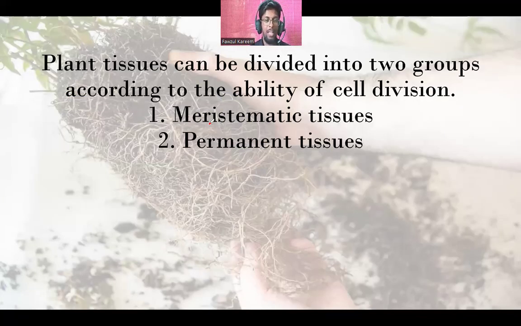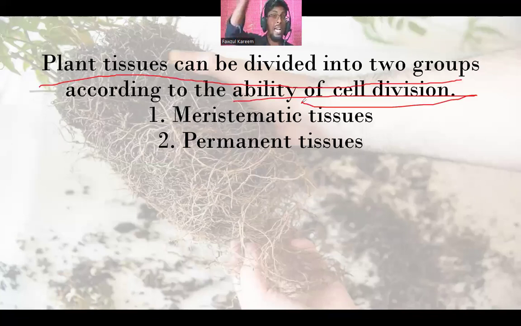Right? Okay. So plant tissues can be divided into two groups according to the ability of cell division. We are dividing into two. What's the base? The ability of cell division. If they show cell division, that is meristematic tissue. If they don't show cell division, they come under permanent tissues. Okay, done? Right, okay. Now, we'll do some questions, right?